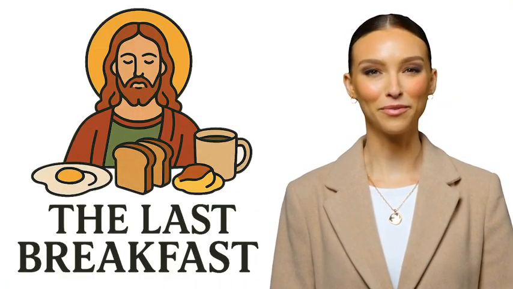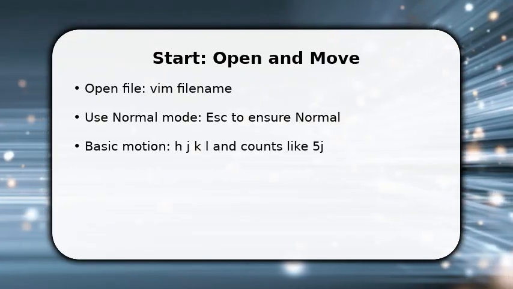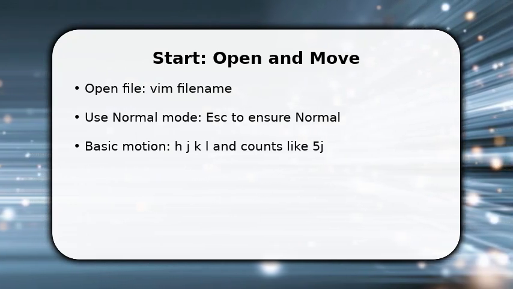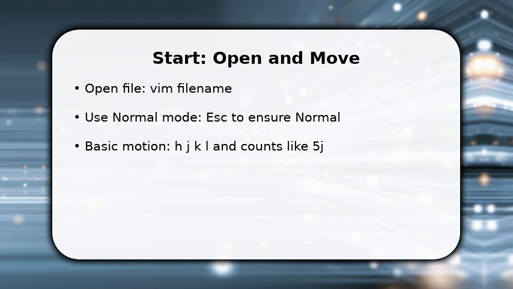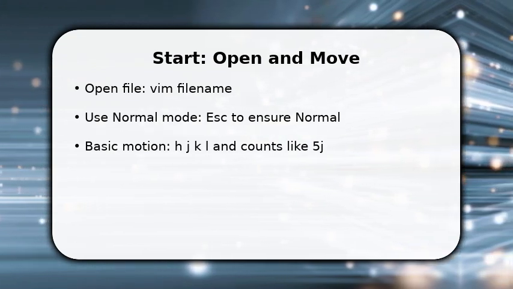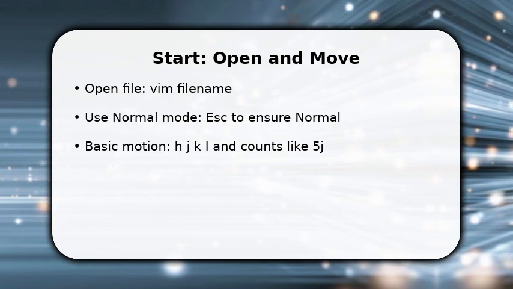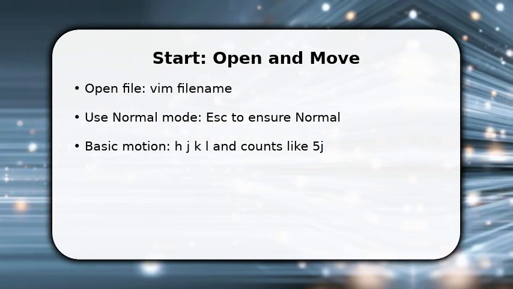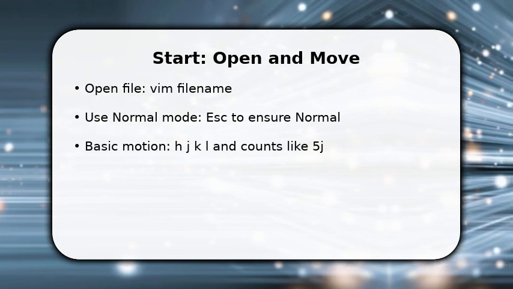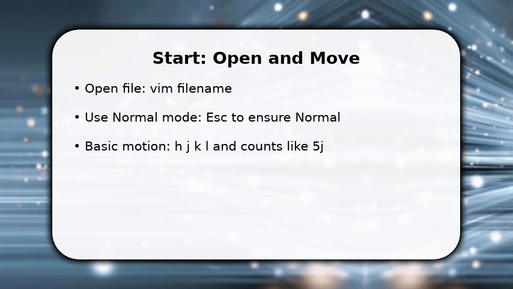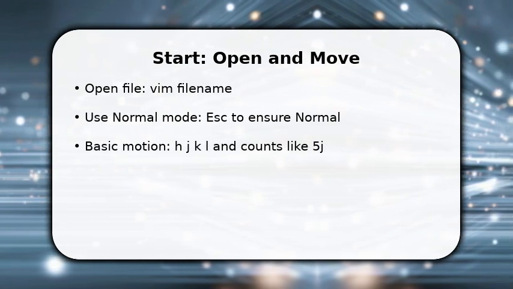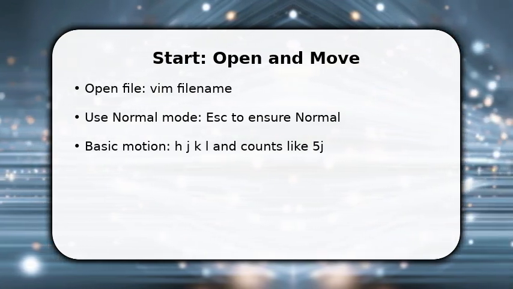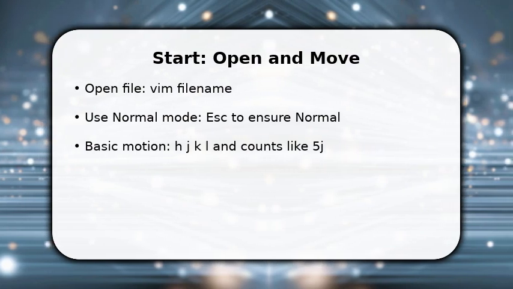Please enjoy the video. You begin by opening the file with Vim filename and immediately press Escape to guarantee normal mode. Once in normal mode, use H, J, K, L for left, down, up, right. Make sure to prefix motions with digits, for example 5j to move 5 lines. You also use word motions: w to the next word, b back, e to the end. These first steps put you in control of cursor flow, so subsequent edits and commands apply exactly where you intend.